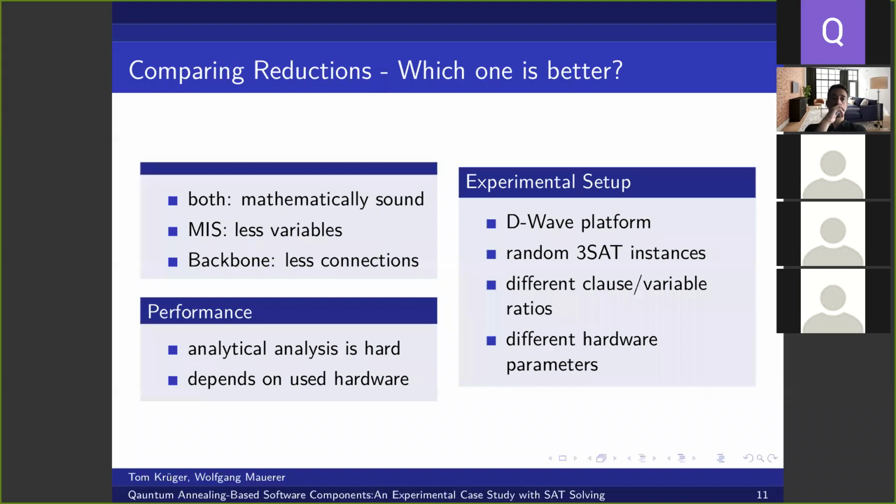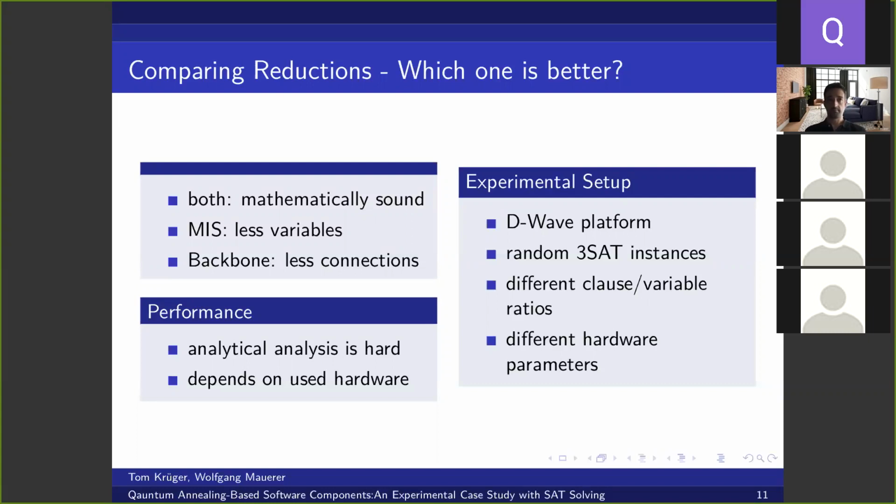So great, now we have 2 reductions, but we don't really know which one we should use, which one is better. Both are mathematically sound. The MIS reduction has fewer variables, so this could be important, and the backbone reduction has fewer connections, but we can't really say which one is preferable. And the problem is that an analytical analysis of these QUBOs is quite hard, and due to this embedding process, it also depends on the hardware used.